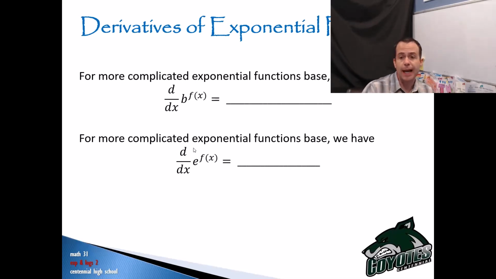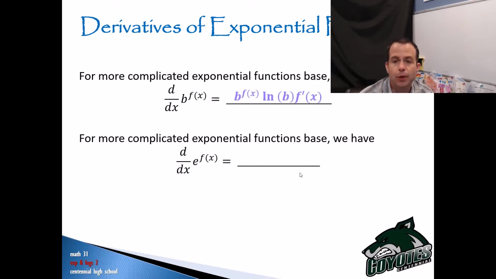Obviously, then we can add a layer of complexity to it. So for more complicated exponential functions, if we were looking at the derivative of b to the f of x, so now it's not just b to the x, but there's some sort of inside function as the exponent, well, that's the chain rule kicking in, right? So that's going to be b to the f of x times ln b times the derivative of the inside function, so the derivative of f of x, okay?